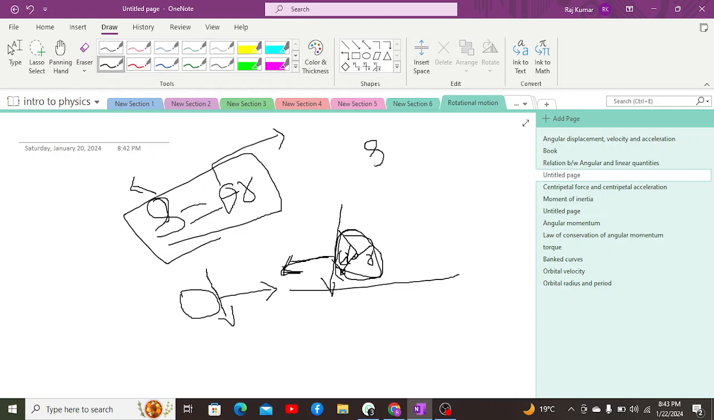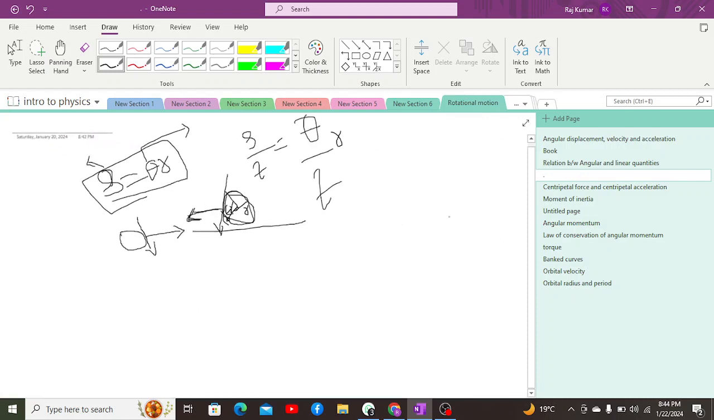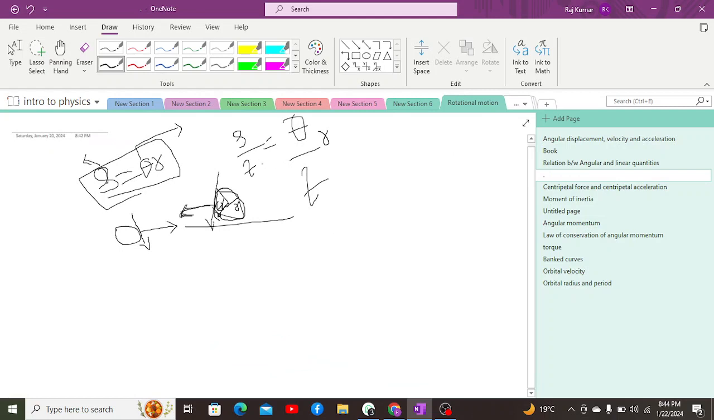Now if we divide both sides by t, s upon t is equal to theta upon t into r, right? Actually, there's a mistake, sorry for that. So here s is equal to theta r, right? s is equal to theta r.